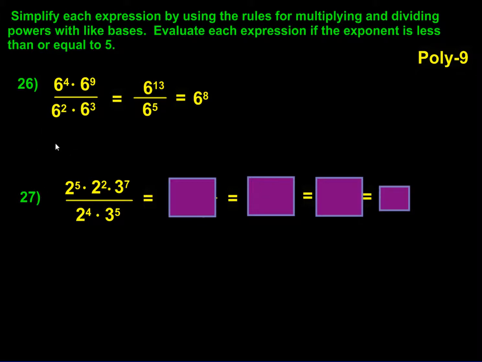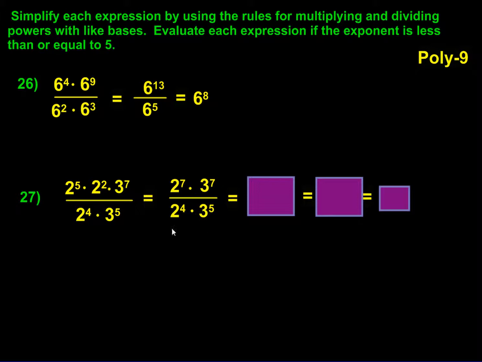For number 27, we have 2 to the 5th times 2 to the 3rd times 3 to the 7th on top, and 2 to the 4th times 3 to the 5th underneath. Using the rules of like bases for multiplication, we'll combine the exponents of the 2's. So that's going to give us 2 to the 8th times 3 to the 7th. Underneath, we're going to keep exactly what we had because we don't have any like bases to combine: 2 to the 4th times 3 to the 5th.